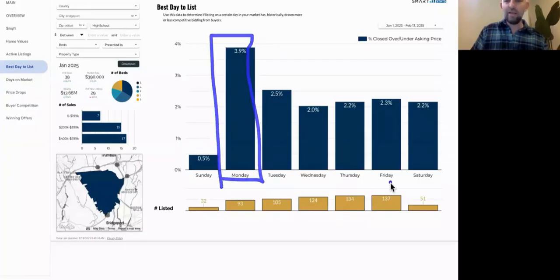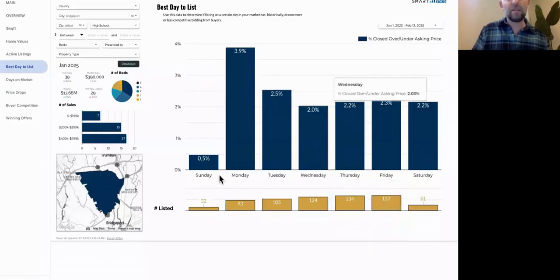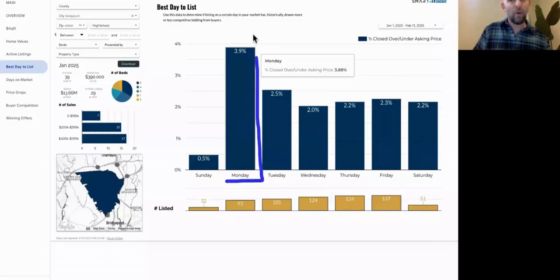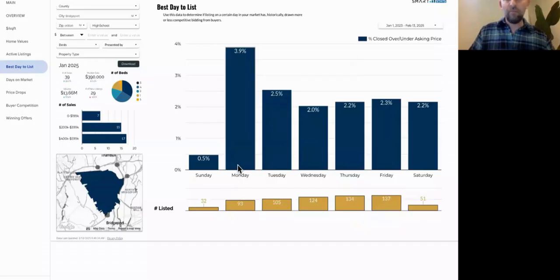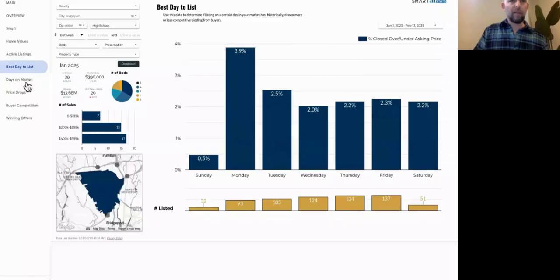It says that on Monday in this market, most people are listing their properties on a Friday or a Thursday. But strangely enough, the data is showing that if you list on a Monday in 06606 in Bridgeport, you've got a 1.5 over asking advantage, just historically. So this is a really cool piece of data. Again, I would probably go over here, take myself a little screenshot, pop this into my listing presentation, and impress my client.